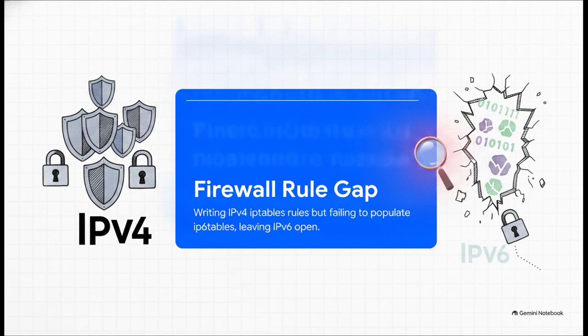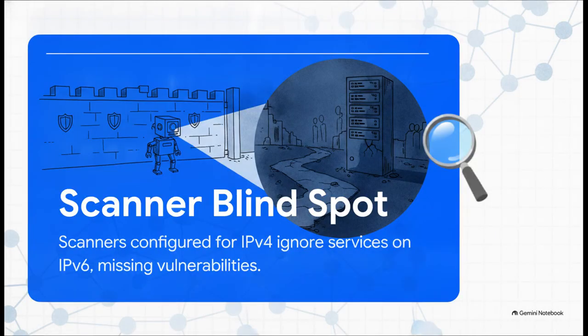Network teams will spend hours writing these meticulously detailed iptables rules for IPv4, and then they completely forget or just fail to populate ip6tables. It's a totally separate rule set. So what happens? You end up with a flawlessly locked down IPv4 front door right next to a completely unmonitored, default open IPv6 backdoor.